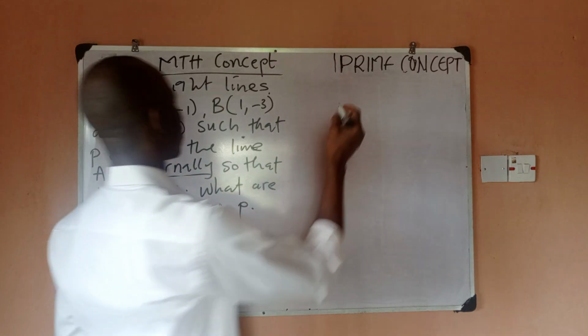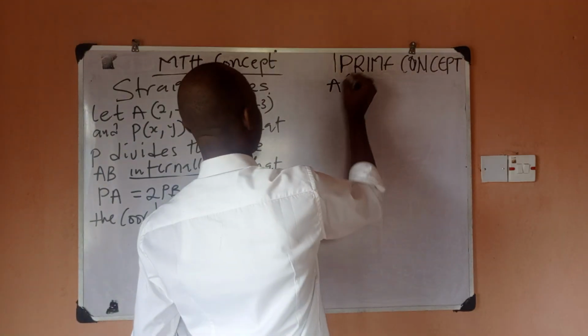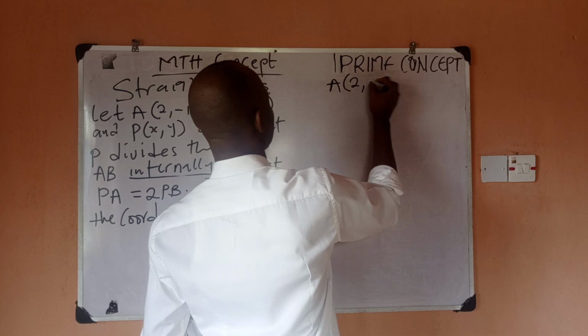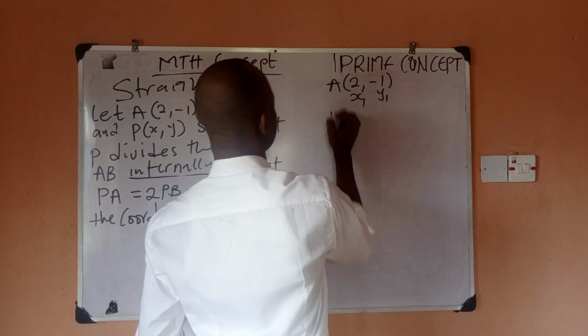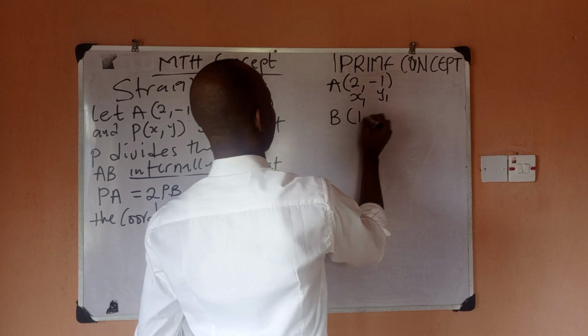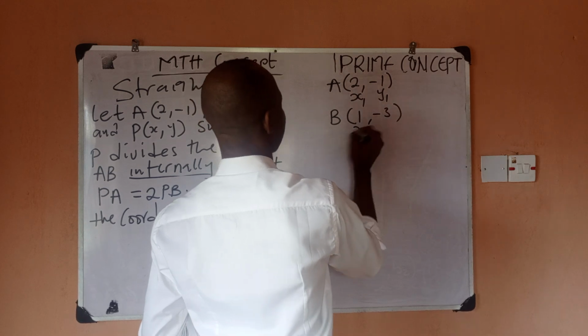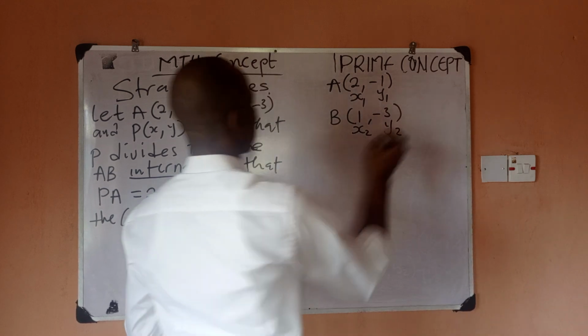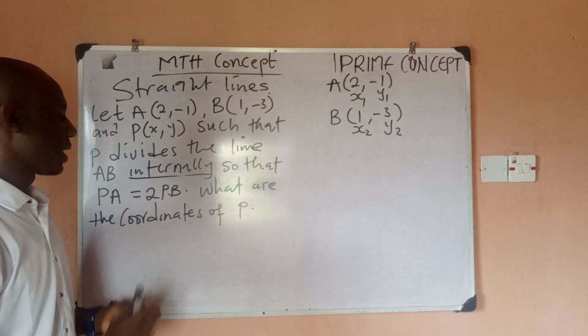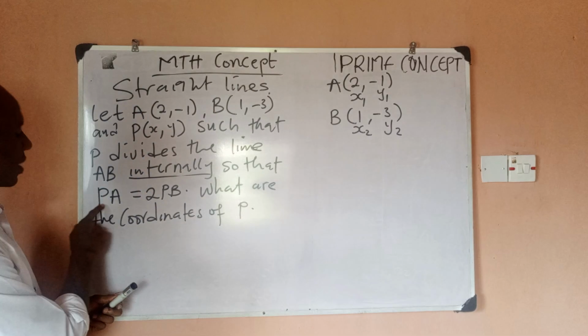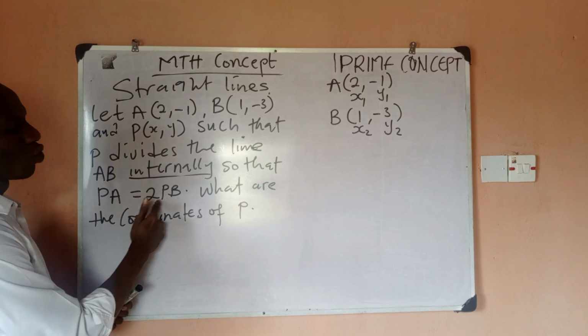Now, A has coordinates (2, -1), so that this is x1, this is y1. B has coordinates (1, -3), so that this is x2, this is y2, right? Now I was trying to find the coordinates of point P, and they gave us an idea. They told us that PA is equal to 2PB.